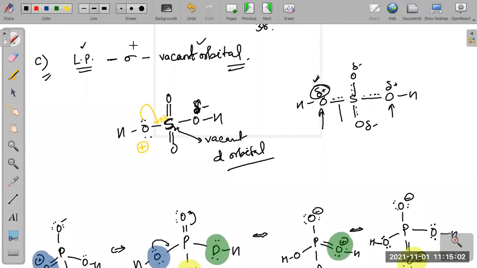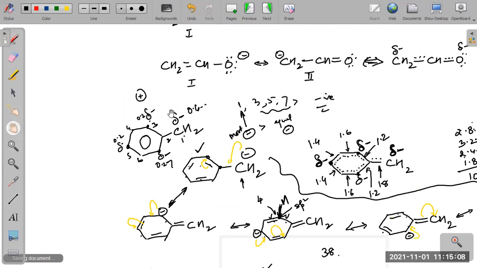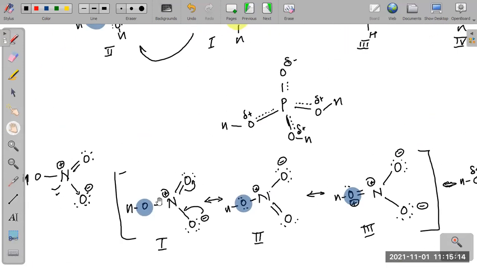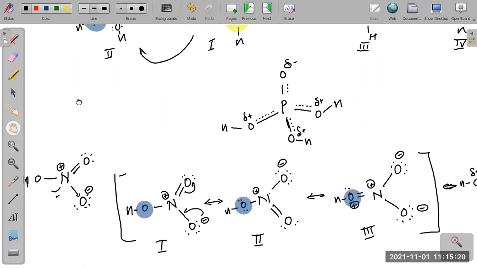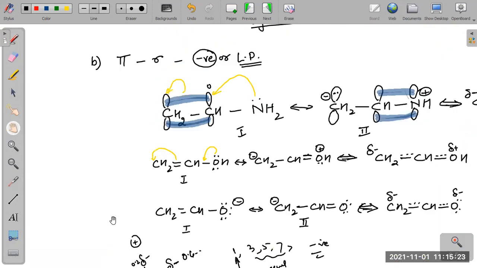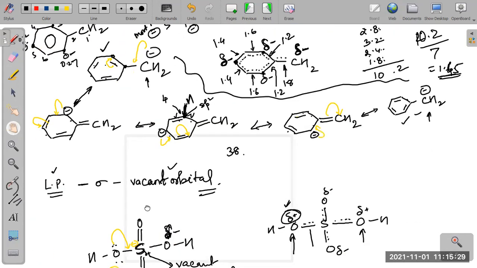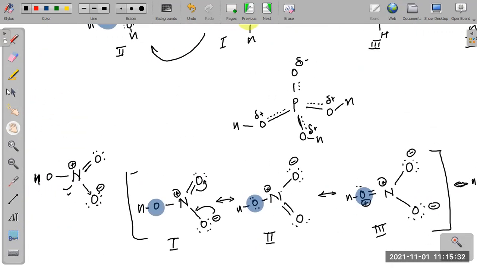It's not just a vacant orbital, it is also a pi orbital. I mean lone pair, sigma bond and pi orbital overlapping. The third example, the HNO3 example, will actually fall under the second category, where the lone pair is getting delocalized with the pi bond. Nitrogen does not have a vacant d orbital, so this is going to be an example of pi sigma lone pair delocalization.